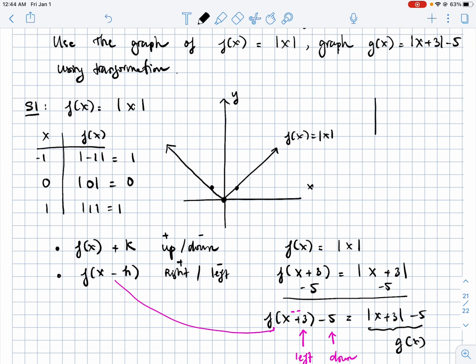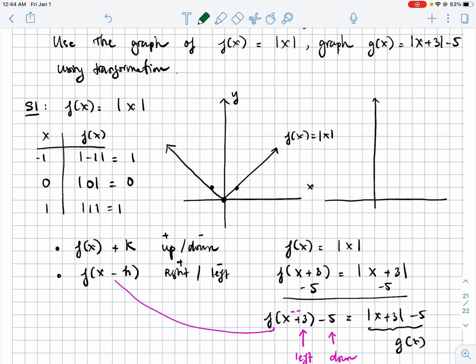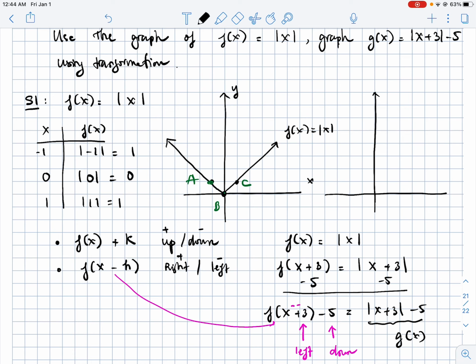From this, you can make the same graph, or you can draw the other one. In this case, since we are first learning, I'm going to do it separately. To make it easy, I'm going to label the points: point A, point B, and point C. Now I'm going to do both steps at the same time. That means I will go up, down, and left, right at the same time.